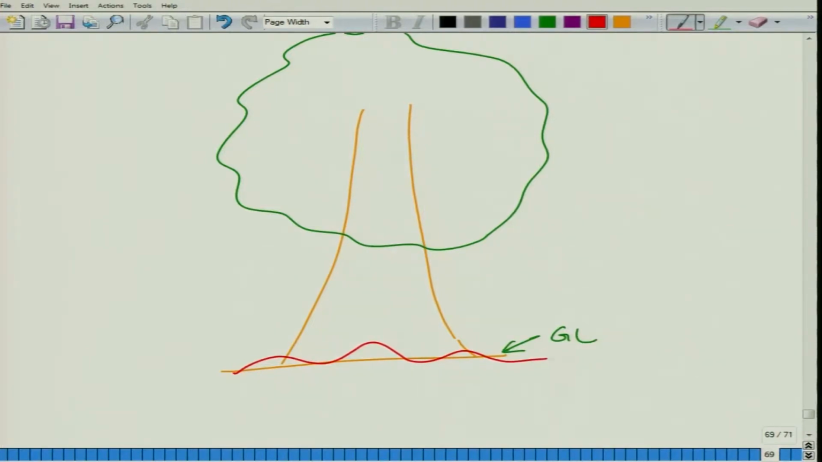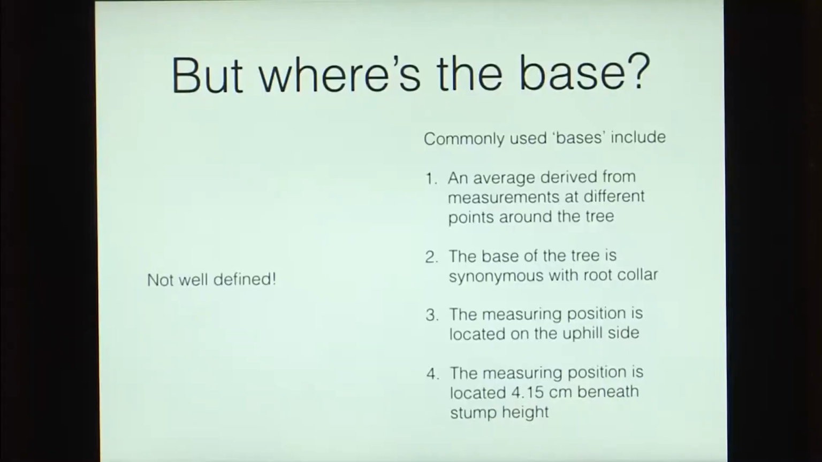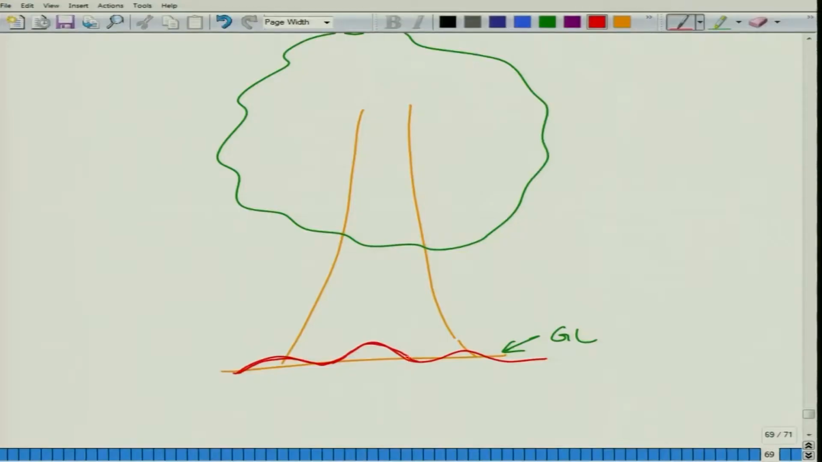Now, here the rules are a bit ambiguous. We do not have a proper definition of the base. The base could be an average derived from measurements at different points around the tree. So, basically if you measured these heights for your base, you could draw an average. So, the average would be somewhere here, in which case you will take that as the base.